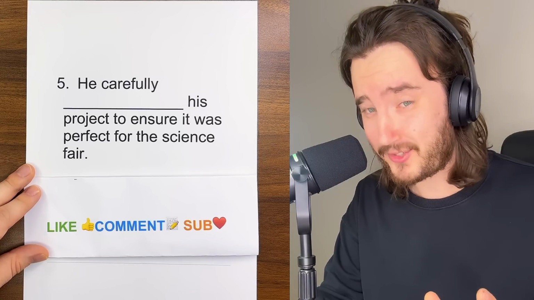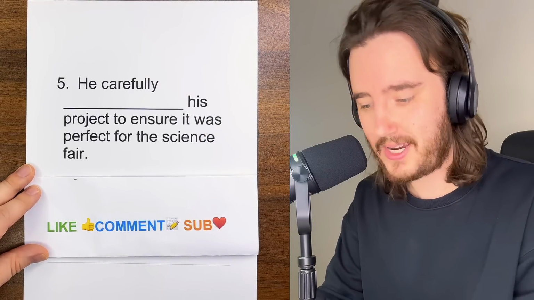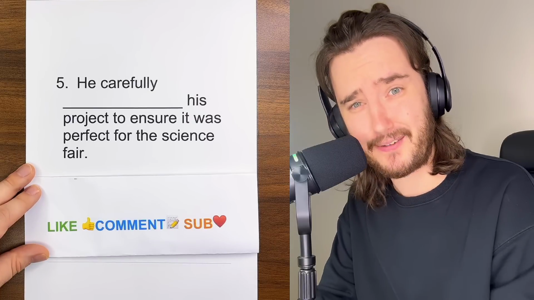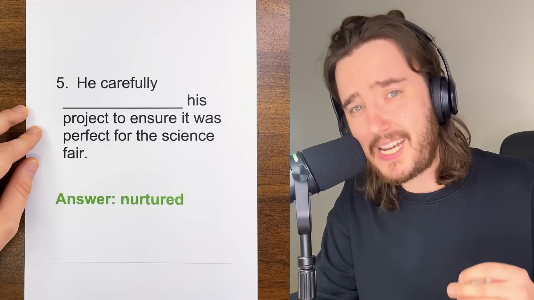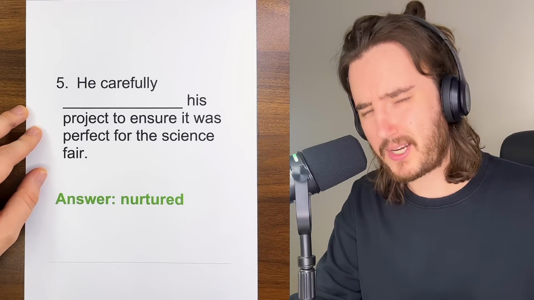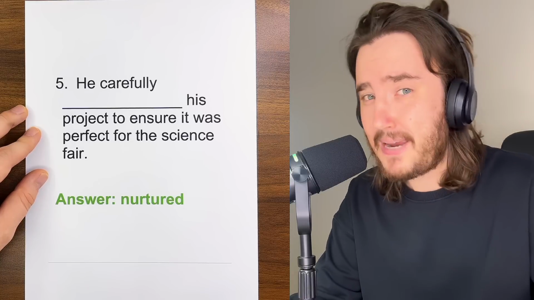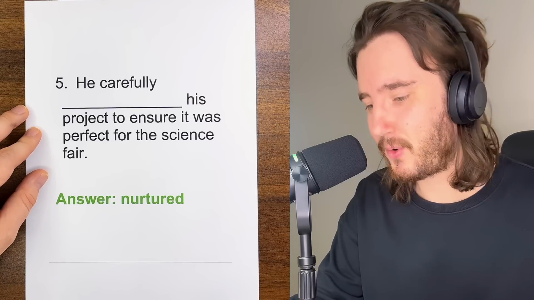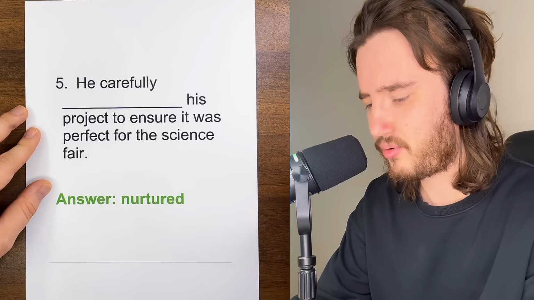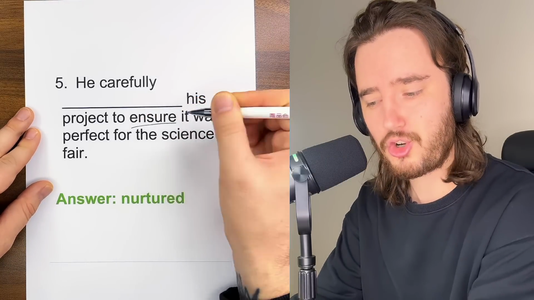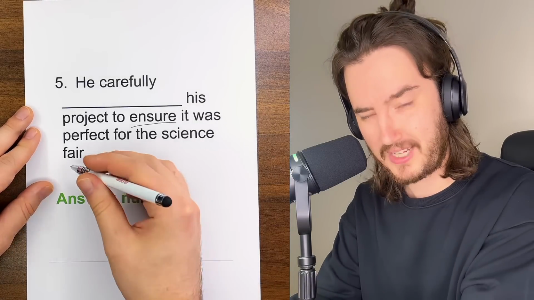Okay, final question here. He carefully what his project to ensure it was perfect for the science fair. In 3, 2, 1, he carefully nurtured his project, carefully tended to, babied his project was another verb we used today. He carefully nurtured his project. Why? To ensure or make sure it was perfect. For what? For the science fair.